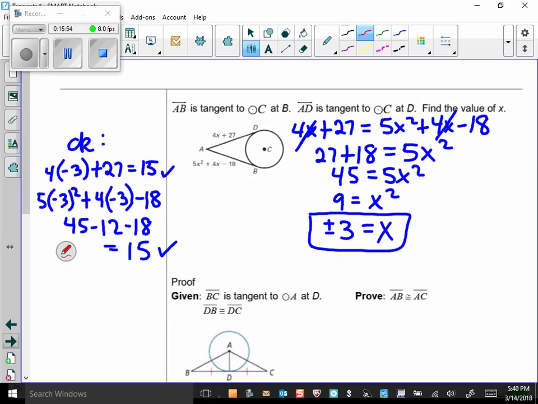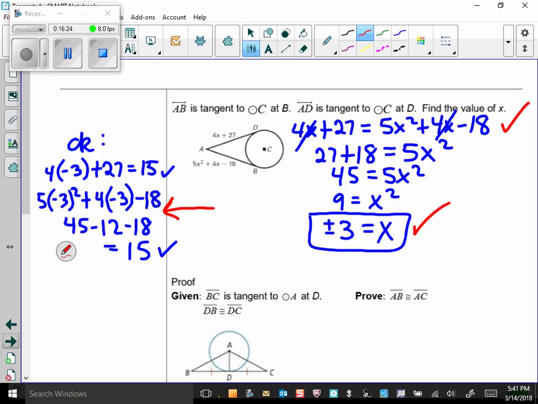All right. Same thing up here. I've got two tangents to a circle sharing a common endpoint outside the circle. So just as I did in the previous problem, I set those two tangent lengths equal. And once again, I have to take the square root of both sides. I get x is plus or minus 3. I did come over here to make sure that negative 3 doesn't give me a negative answer. And it does not. It gives me 15.